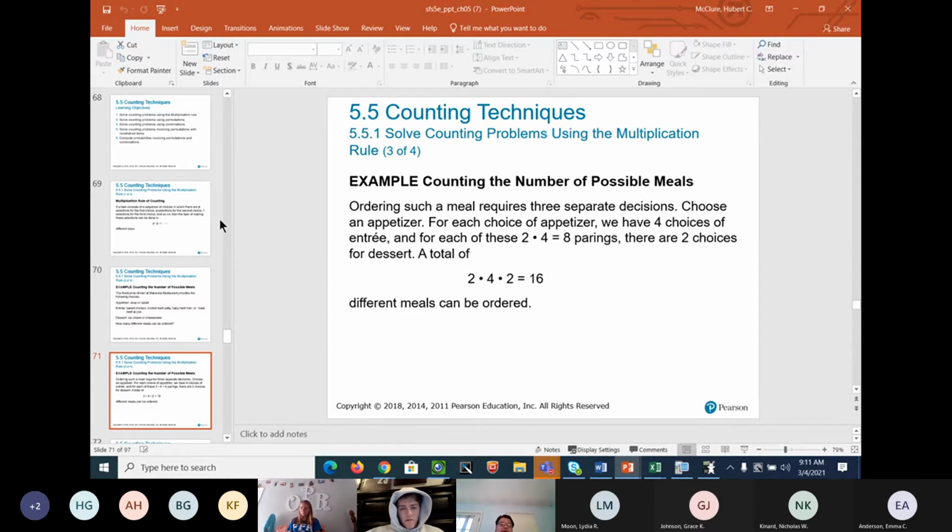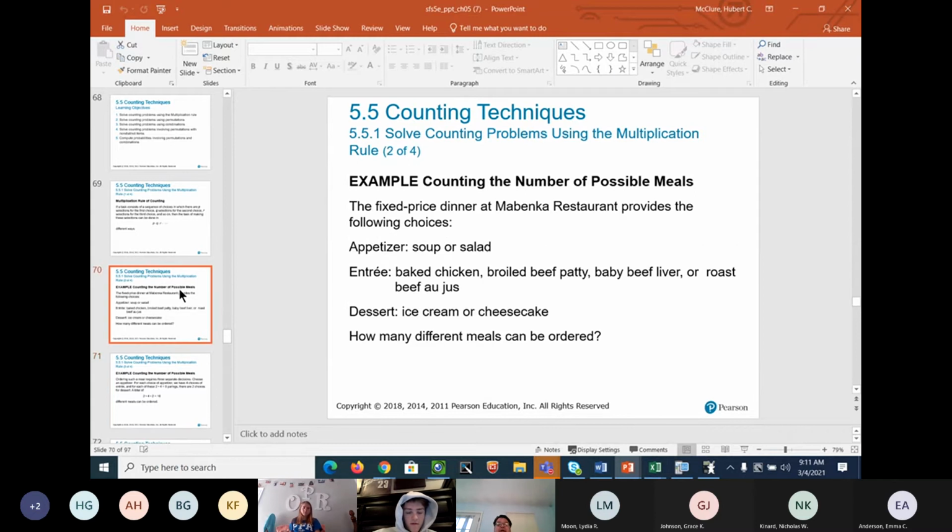Now this question right here, the reason I want you to write it down, it's a standardized test question. That question will show up on a SAT, ACT, TEAS, GRE, any of those standardized tests. That's the type of question they would ask. Okay, so 2 times 4 times 2 is 16. And that's what we call just a multiplicative question.